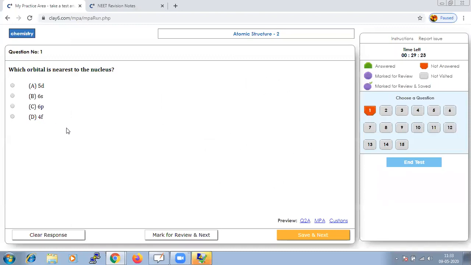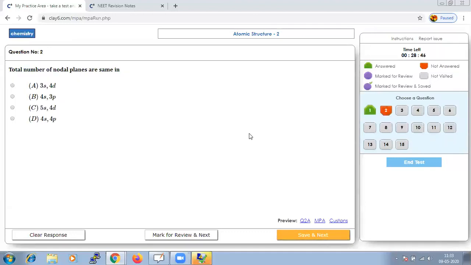So how will you decide which is nearest to the nucleus? We have to analyze the concept of the Aufbau principle, where electrons are being arranged. Among these, look at the series of arrangement and you could find out which is nearest to the nucleus. From the Aufbau principle, you will be able to find that.